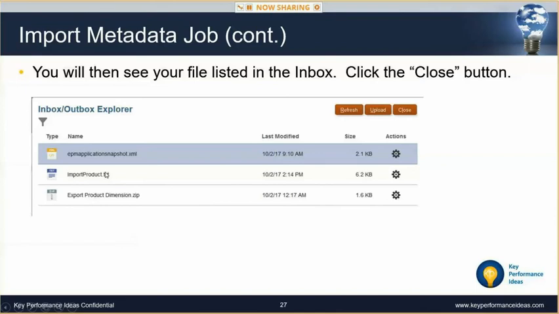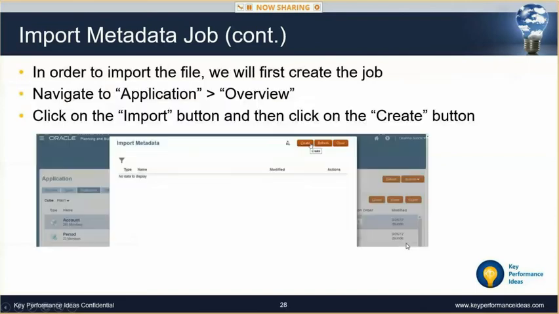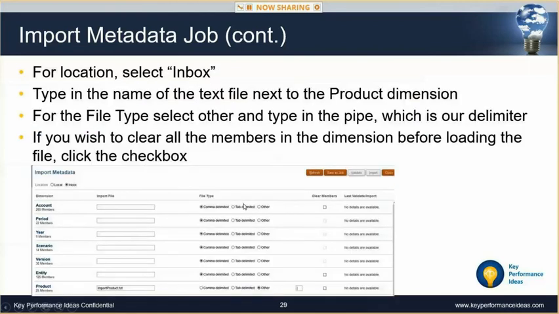So it's this import product text file, which is there. We can then click the Close button to import the file. Then we'll create a job. So we navigate to Application Overview, click on the Import button, and click on the Create button. For the location, we're going to select the inbox.